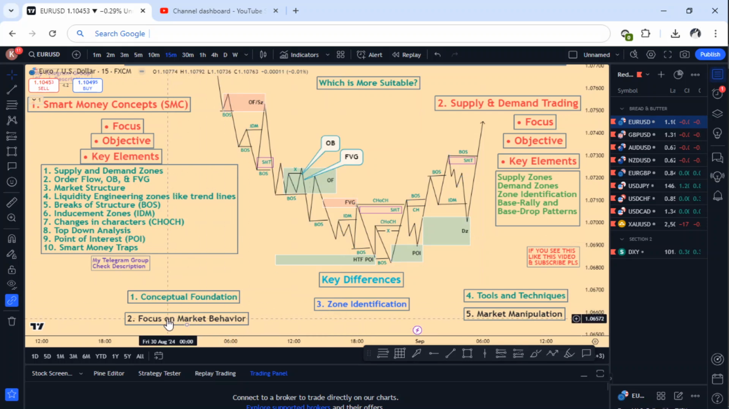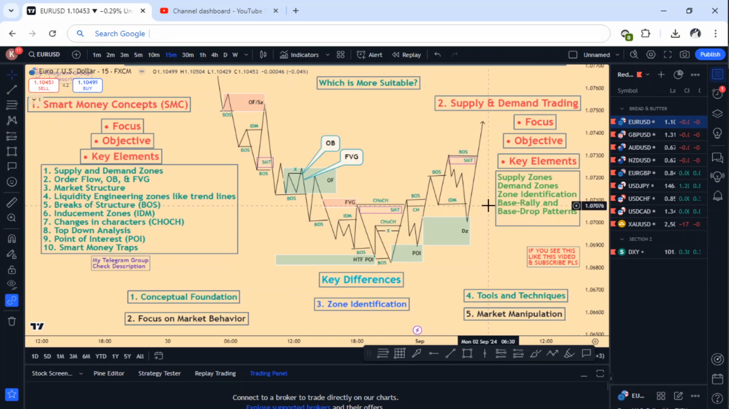Another difference is the focus on market behavior. Now SMC is more intricate and involved in understanding how and why smart money manipulates the market. It includes a detailed analysis of liquidity, order blocks, and fair value gaps, as I indicated here. Now what about supply and demand traders? They are more straightforward, focusing on price movement and patterns to identify zones of interest. It doesn't necessarily consider the motives behind price movement, but rather the results of supply and demand imbalances.